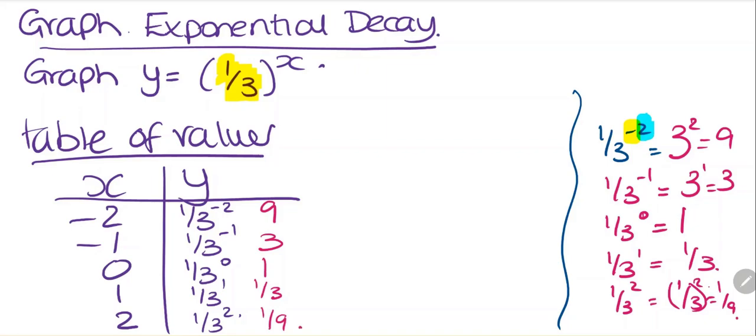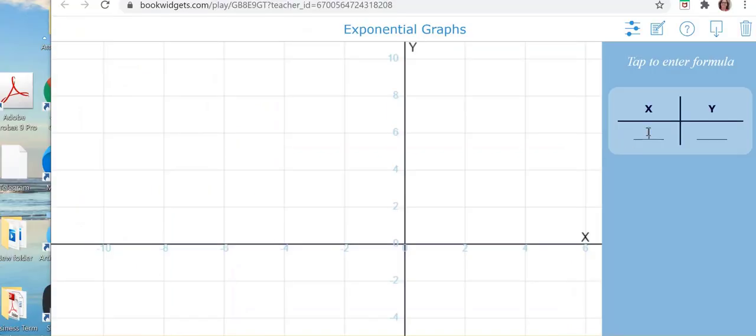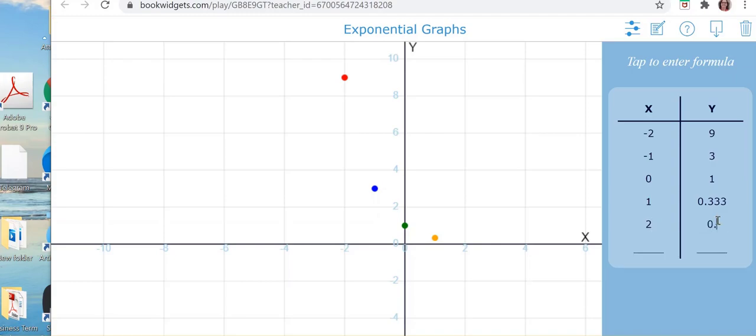So if we graph this, so our values -2 and 9. So -1 and 3, and 0 and 1, and 1 and a third, which is in decimal 0.333, and then 2, and this is going to be 0.111. So we note this is going the other way. So with my pen, I could draw this.